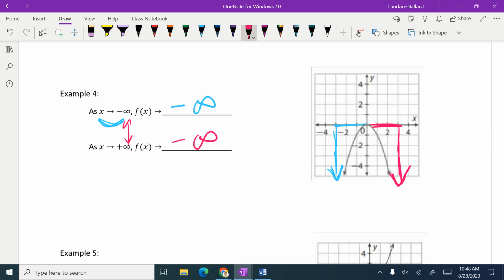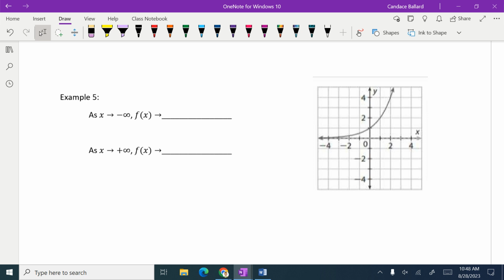Example 5 is a weird one. We're going to throw this in there every so often this week to make sure that you understand that they don't always go to infinity. So as my x value is going to the left, so my x is going this way, where's the y value going to? Good job. It's definitely not going beyond that axis, right? It looks like it's flattening out, so it's going to 0. What about this direction? As my x value is going towards the positive, where's my y value going? Positive infinity.